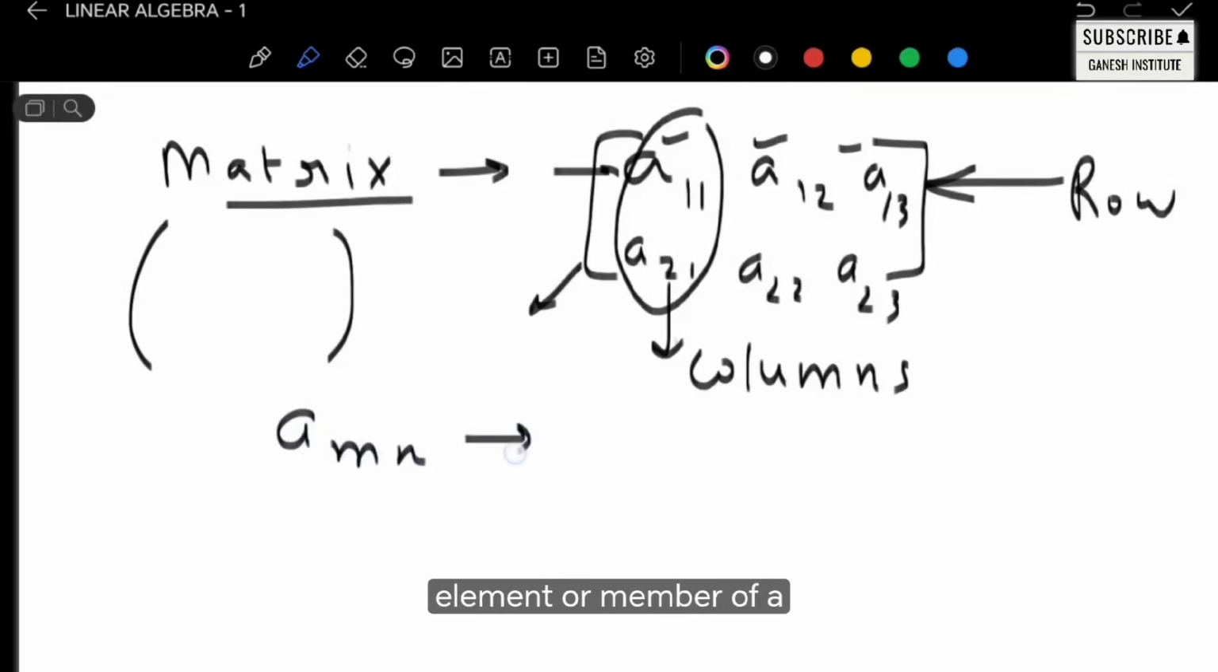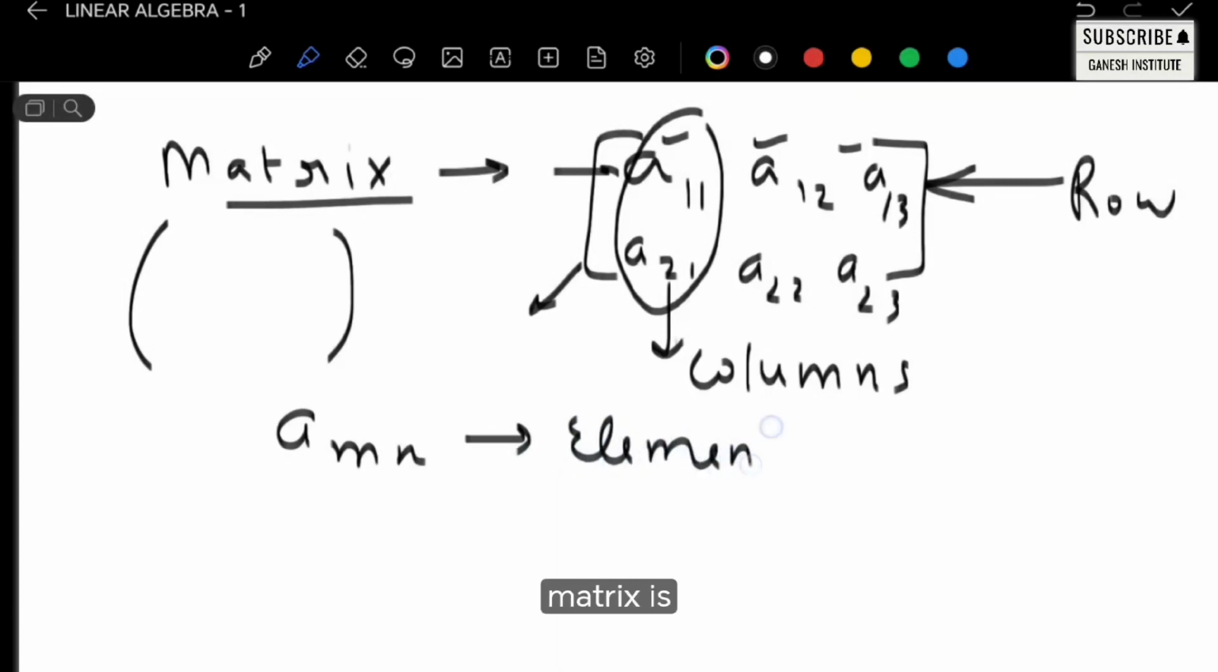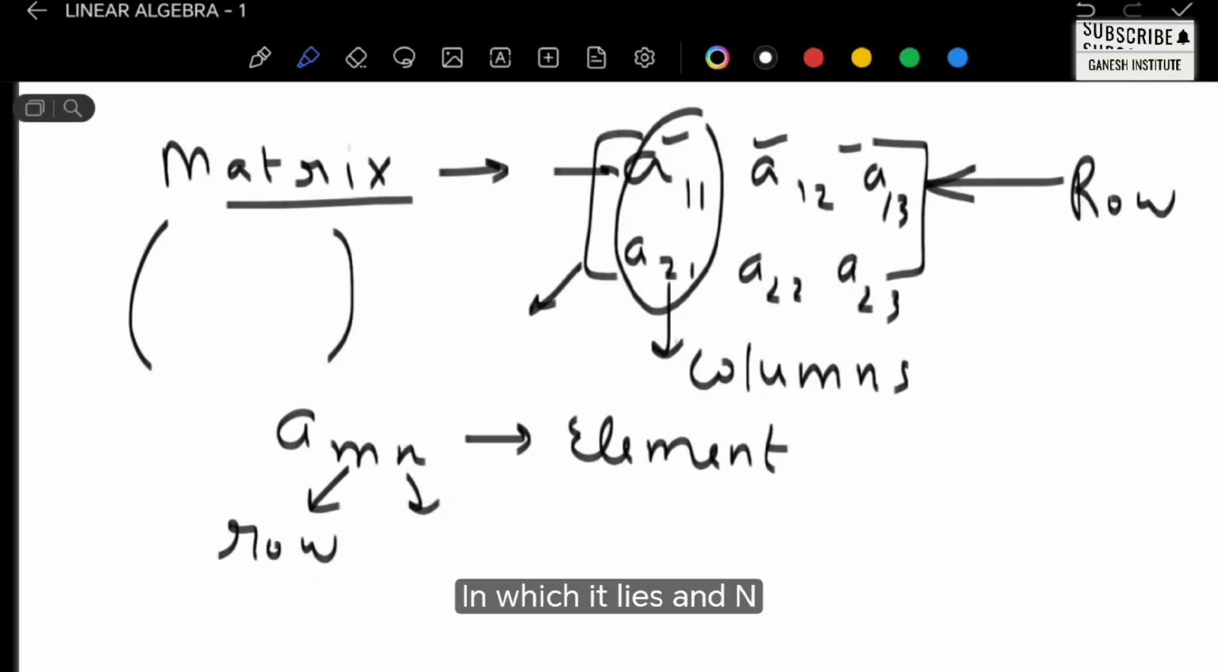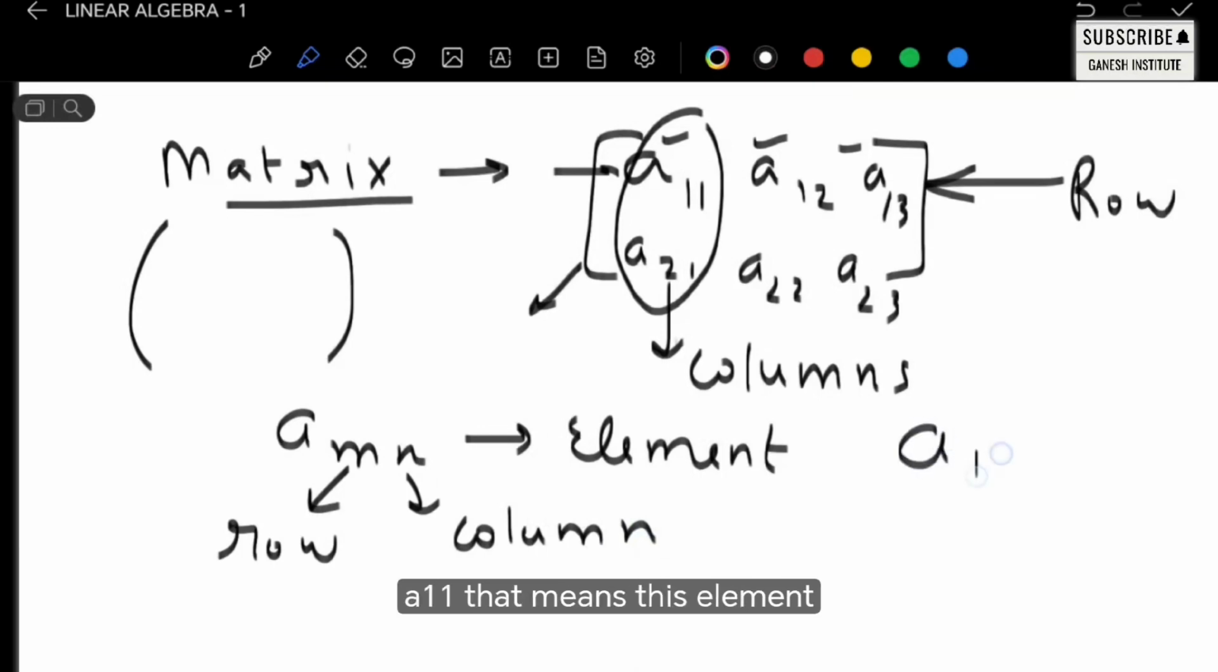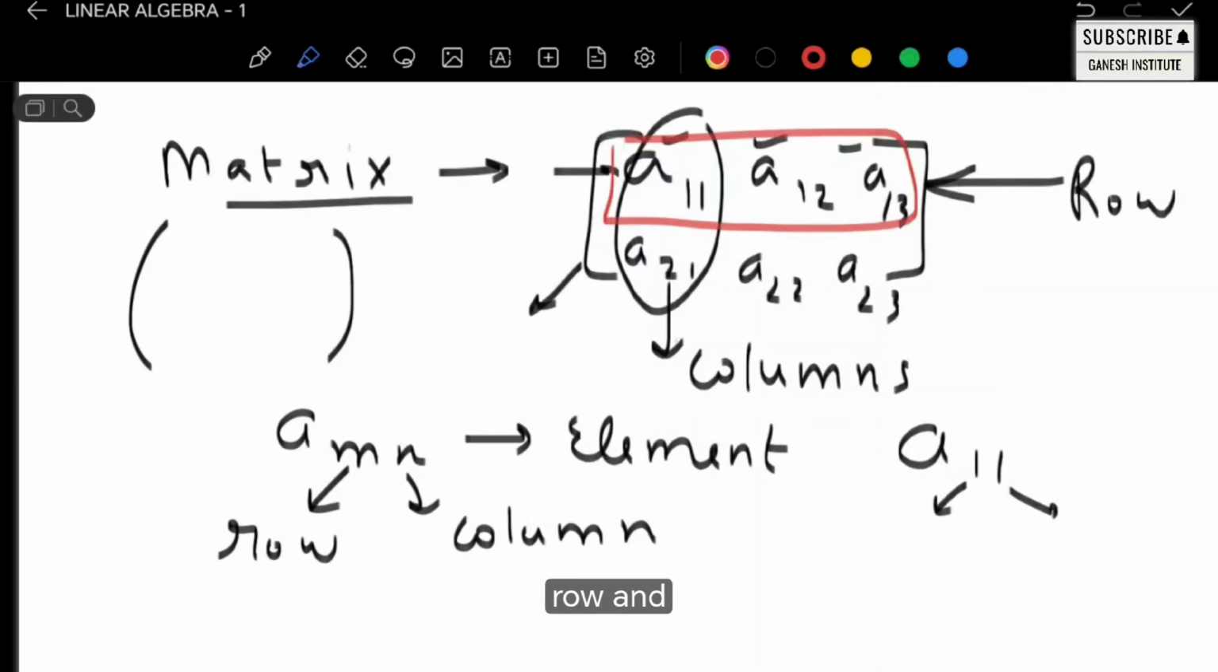Every number, or element, I have written here as 11, 12, 13, because it is represented as a_mn. The element or member of a matrix is represented as a_mn, where m represents the position of the row in which it lies and n represents the column. So if I'm writing a_11, that means this element is in the first row and first column. This is the first row and this is the first column. So the intersection point is this one, a_11.